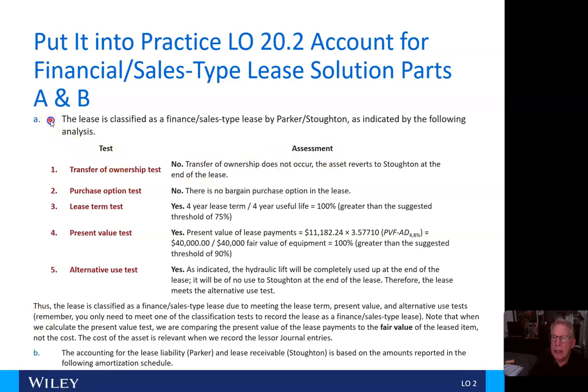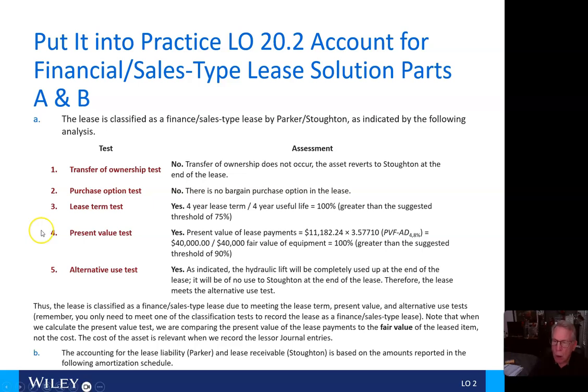So the lease is classified as a finance sales type lease by both Parker and Stroughton as indicated by the following analysis. 1, transfer of ownership? No. Number 2, purchase option test? No, there's no bargain purchase option in this lease. Number 3, the lease term test? Yes, it's a 4-year lease term, 4-year useful life, 100%, greater than the threshold of 75%.